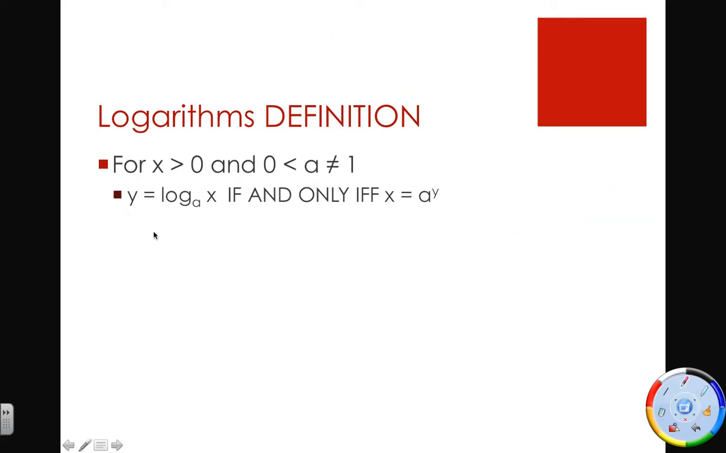All right, so here's how we compare these things. Y is equal to the log base A of x if and only if you can write it like this: A to the power of y equals x. So notice it's A to the power of y, notice we go across the equal sign, equals x.